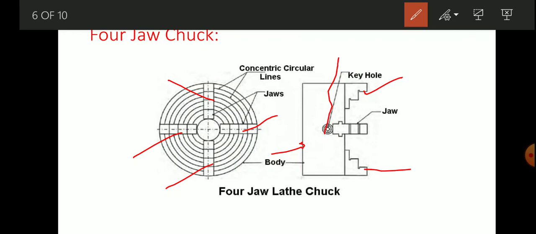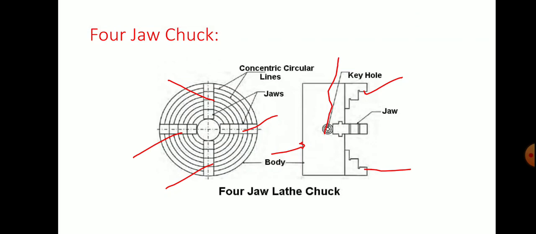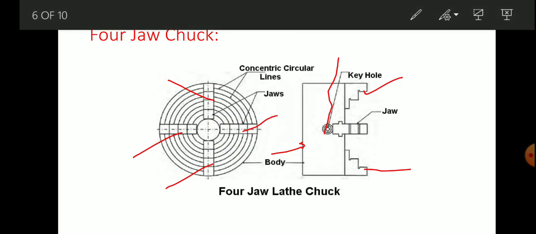These are used for holding irregular shapes, rough casting, and square or octagonal shapes. Each jaw is made up of three inner and one outer gripping surface. The outer gripping surface is for holding bigger length of the workpiece by reversing the jaw. So this was about four jaw chuck. We'll continue the next topic in the next session. So thank you.